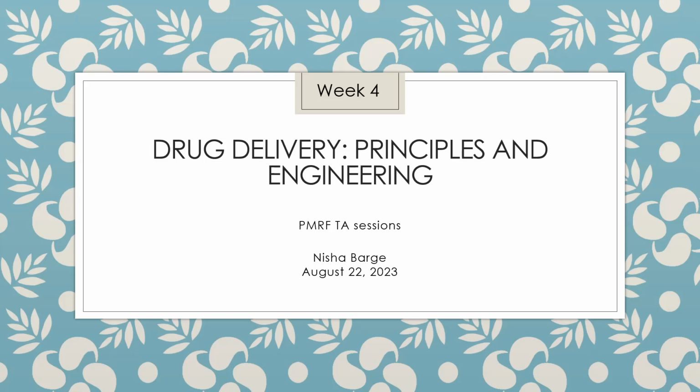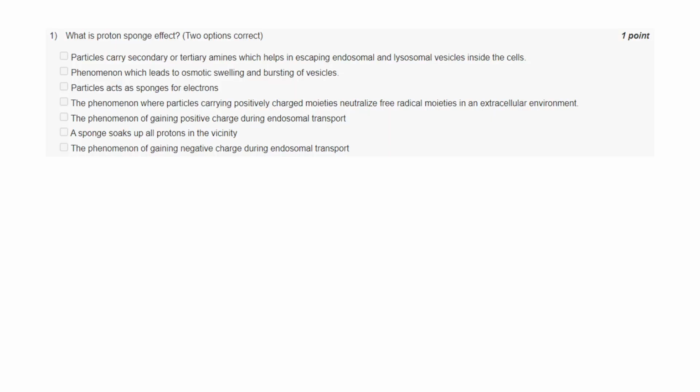So in this week, we are going to discuss the fourth assignment from the previous course. So let's move on towards the questions. So I hope you can see the questions. The first question is, what is proton sponge effect? And we have to select two correct options. So I'll read out the options.